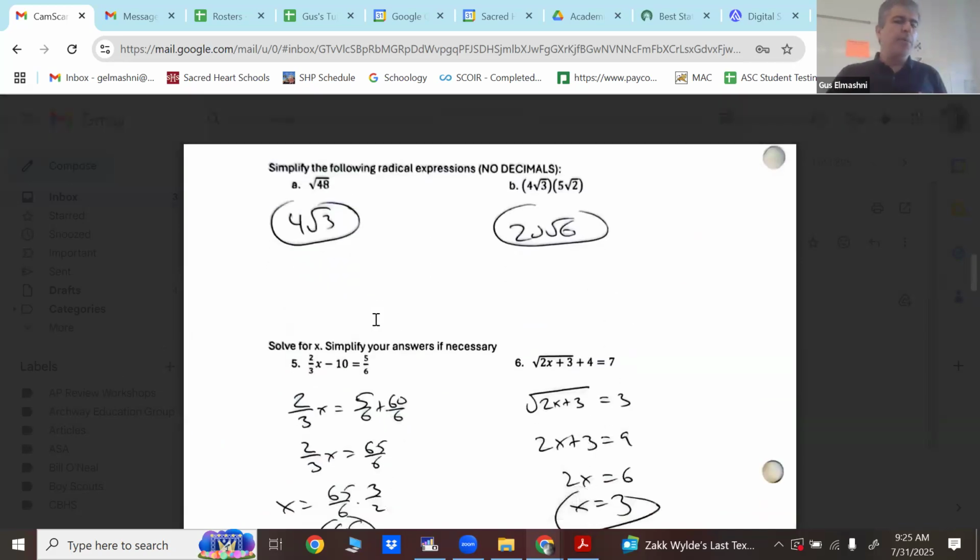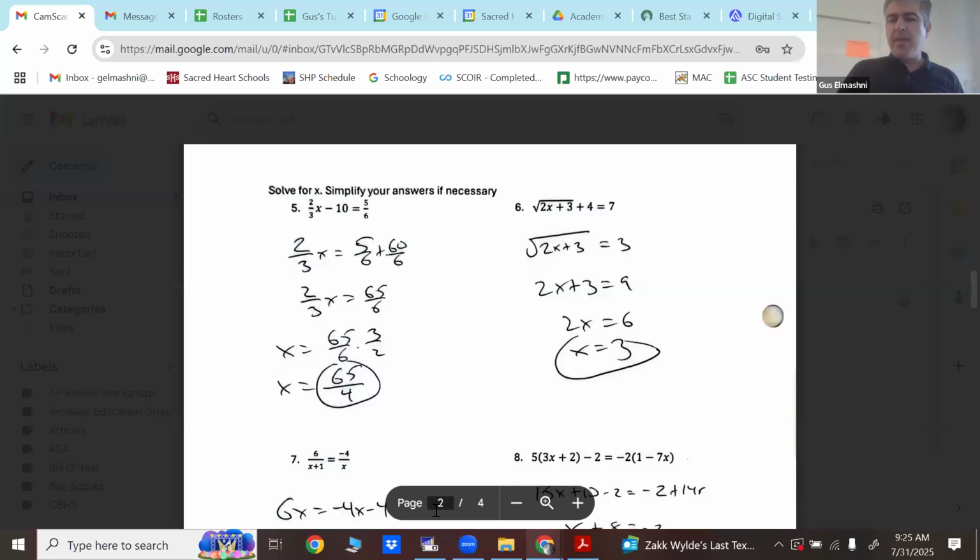These were okay. 4 root 3, 20 root 6. 4 times 5 is 20. Root 3 times root 2 is root 6. Not much more you can do about that. 16 is a factor, 4 is to pull it out. This was okay. Some of you guys did okay. Some of you guys had a little trouble.